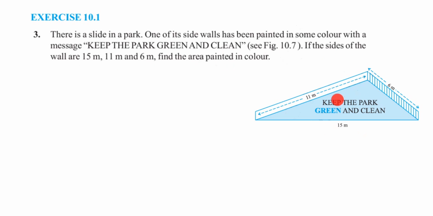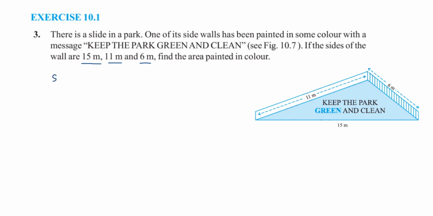So we can see that this triangular part is painted. So these are the steps and this is a slide here. So the dimensions we know, we have to find the area of this triangular portion. To find this area, we have to use Heron's formula, and for that first we have to find the semi-perimeter. Semi-perimeter is half of the perimeter, and we know the three sides 15 meters, 11 meters and 6 meters.